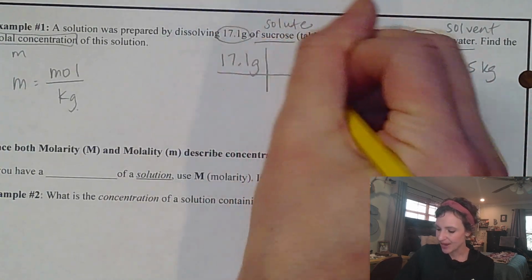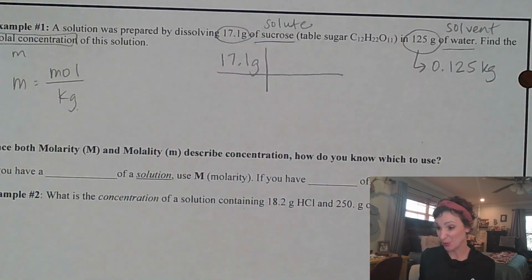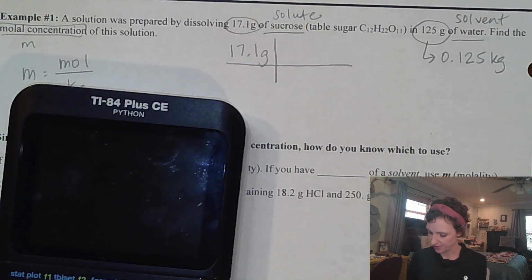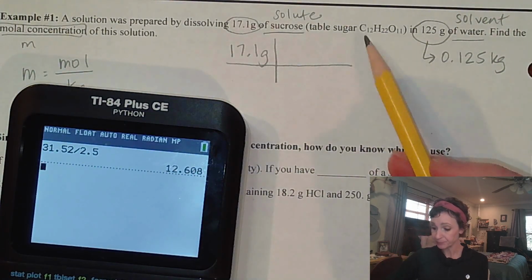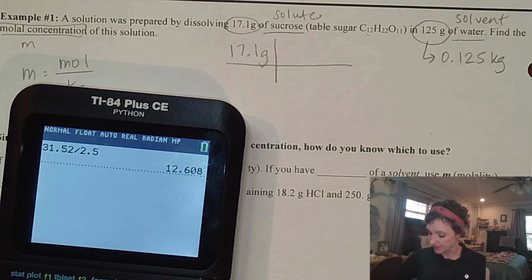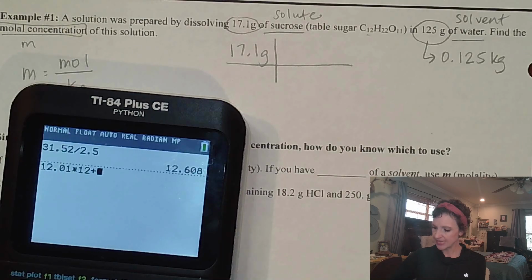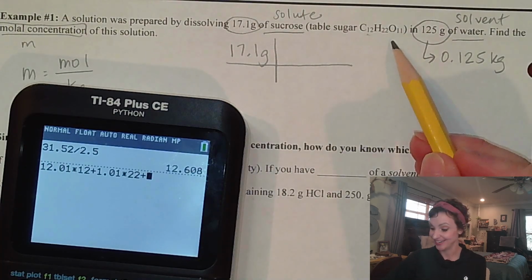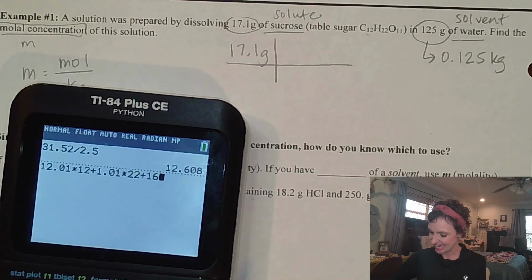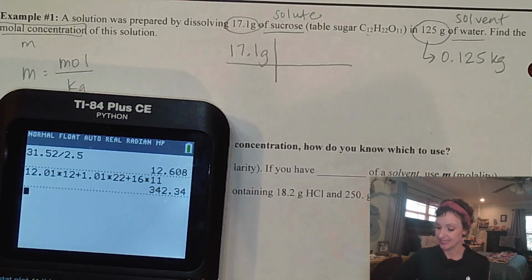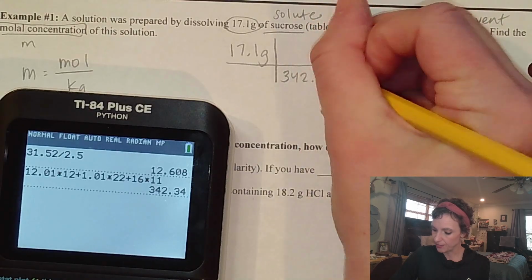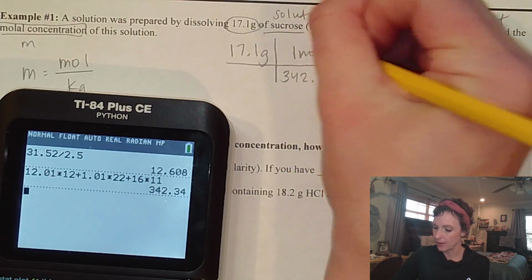17.1 grams. And my solute is sucrose. I've given you the formula here, so we've got to figure out how many grams are in 1 mole of sucrose. Let's see. It's going to be a lot of math for me. That's okay. Carbon, according to my periodic table, each one of my carbon atoms has a molar mass of 12.01, and there are 12 of them, so times 12. Plus, my next element is hydrogen. Each hydrogen has a molar mass of 1.01, and there are 22 of them, times 22. And then I have oxygen. Each oxygen's molar mass is 16, and I have 11 of them, so I times by 11. So my total molar mass of sucrose is 342.34 grams in every 1 mole.